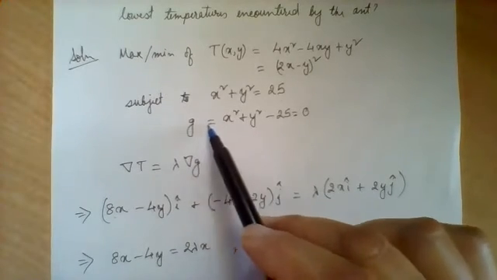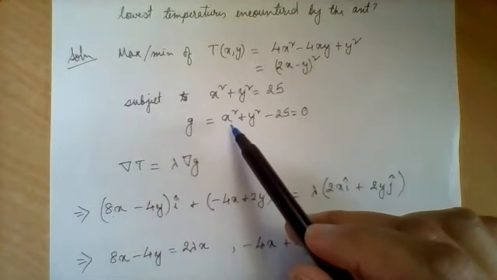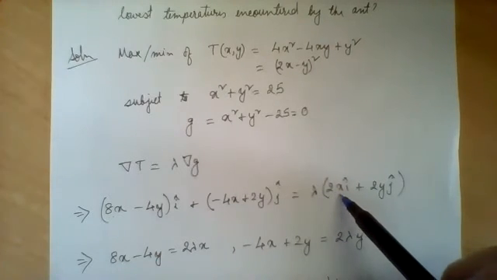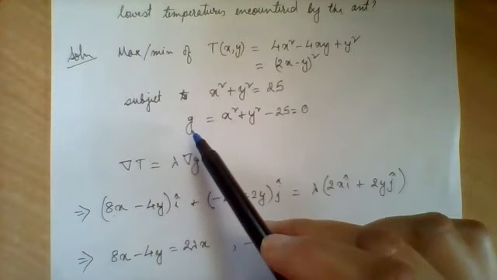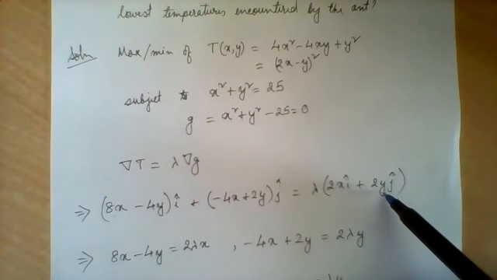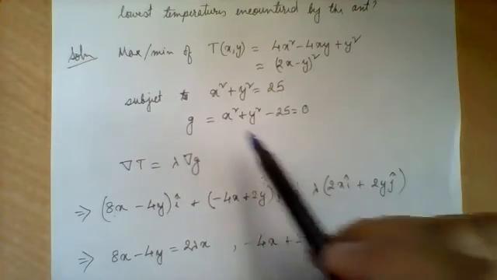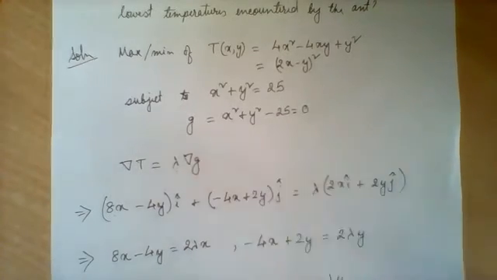Now let us calculate the gradient of g. You differentiate with respect to x, you get twice x, i cap. If you differentiate with respect to y, you get twice y, j cap, multiplied by the parameter lambda. There you go.